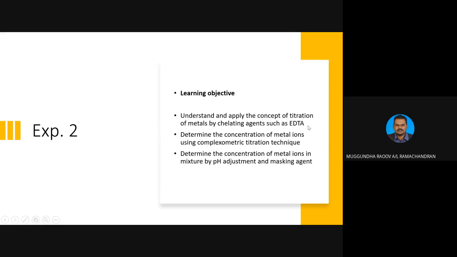You have to know the basics of EDTA now, so that in your second year, again you will do this. Okay, so determine the concentration of metal ions using complexometry titration techniques, and determine the concentration of metal ions in the mixture by pH adjustment and masking agent.